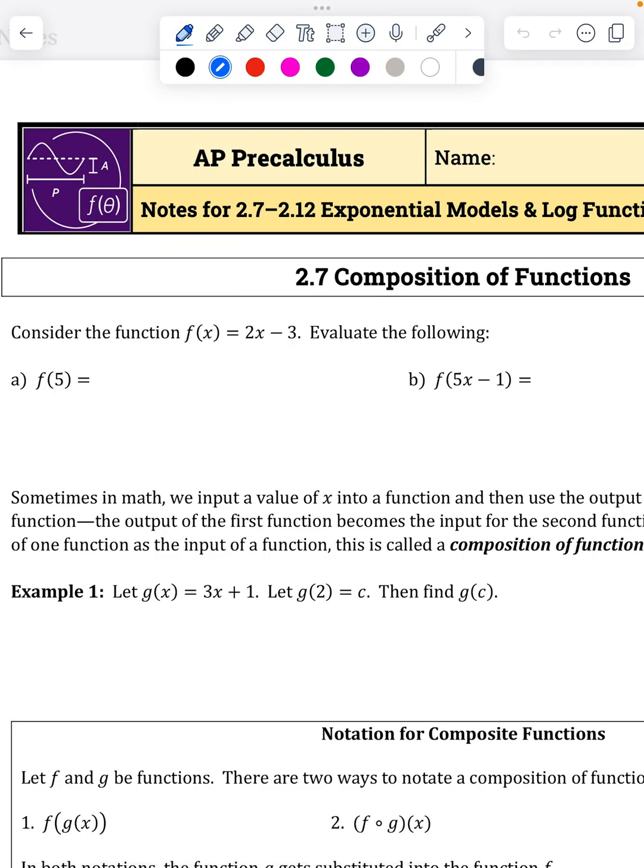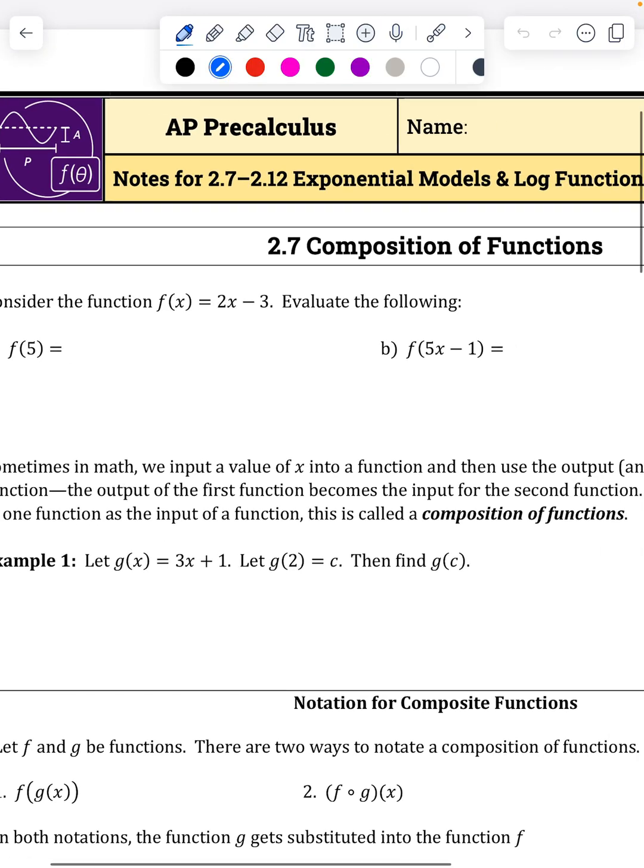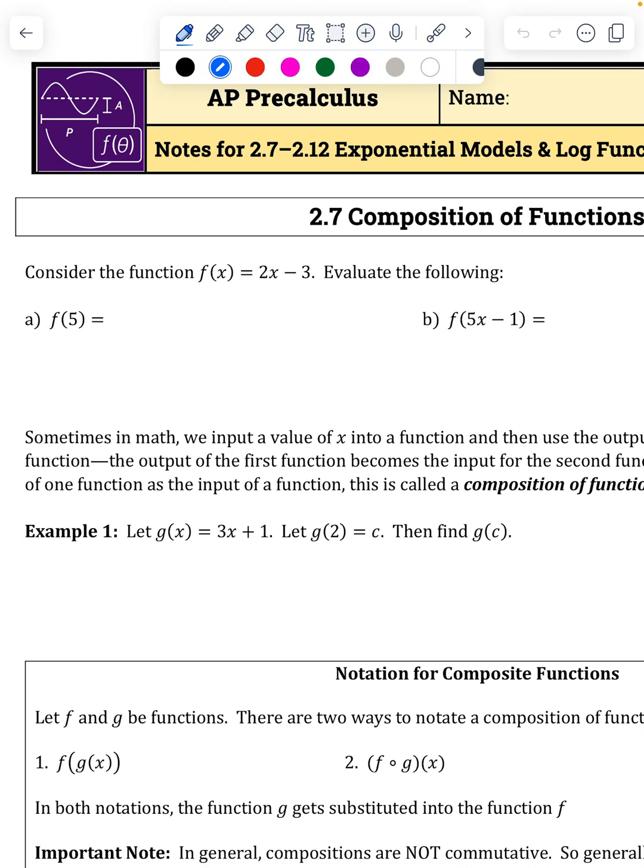Hey friends, we are going to learn about the composition of functions, which I am 99% sure you already know. So I do love teaching you things you already know. It says, consider the function f of x equals 2x minus 3, and it asks you to evaluate. Evaluate just means you're plugging in this value for the x's. This should not be new. And so in doing so, you end up with 7. So you would say f of 5 equals 7.